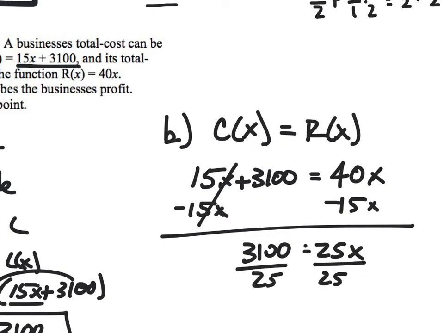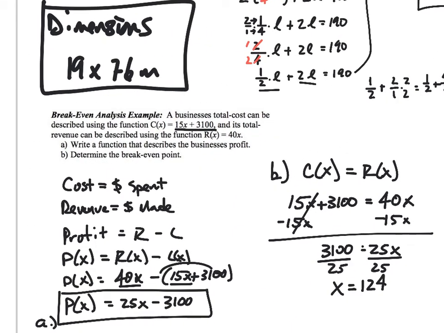And so if we do 3100 divided by 25, it's going to give me that x is equal to 124. Okay, so that's it. That's the break-even point. Normally, you know, x would be like the number of units sold or stuff like that.